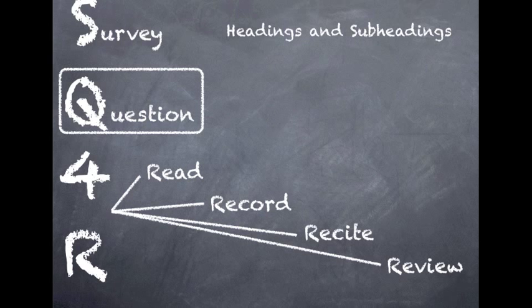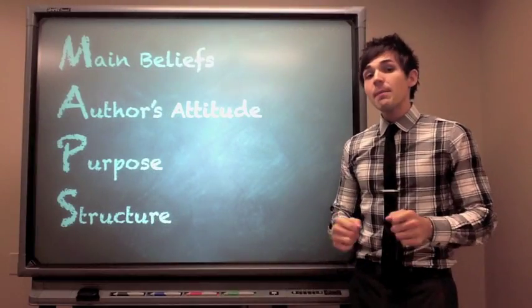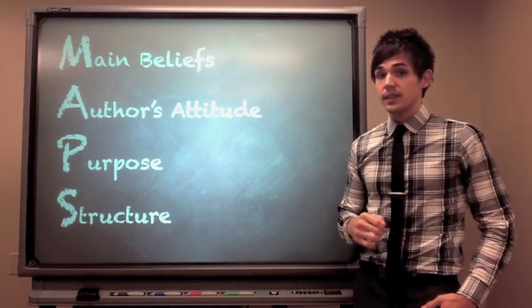With the question step, you'll be asking yourself questions for each of the sections of text. You can use one of 2 different methods for this step: MAPS, or turning the headings and subheadings themselves into questions. For the MAPS technique, ask yourself the following questions while reading through that section of the text.